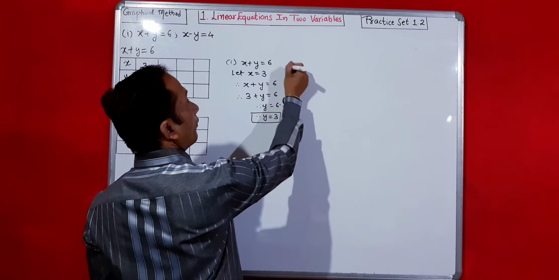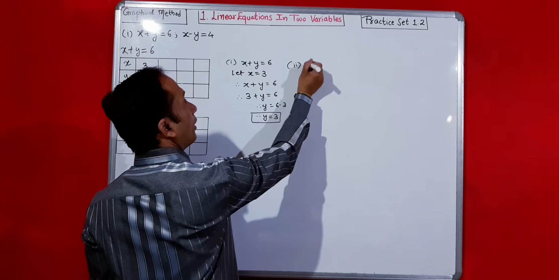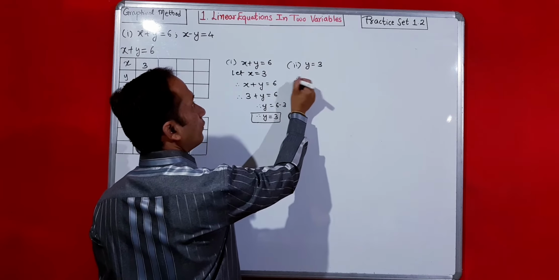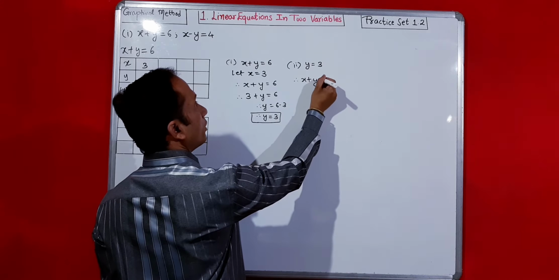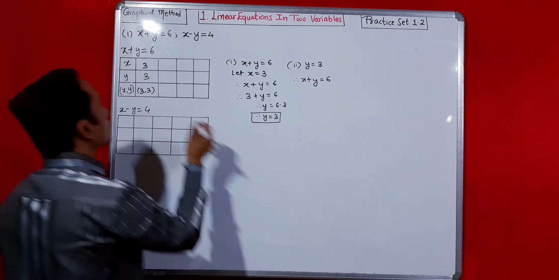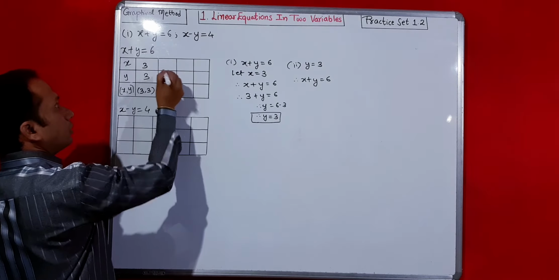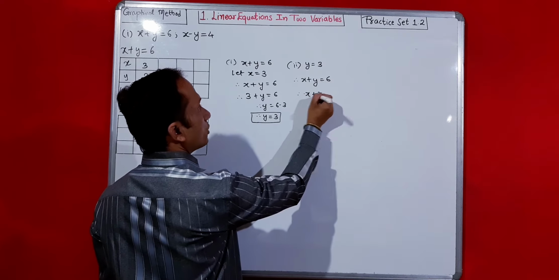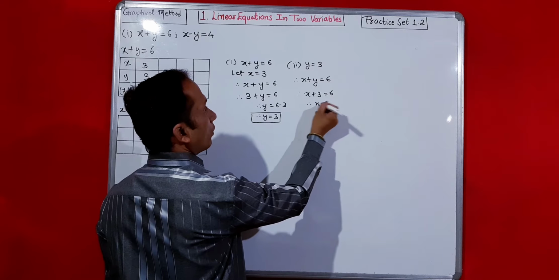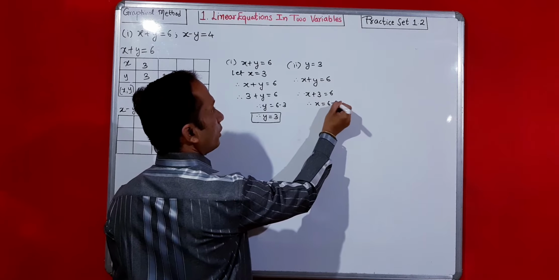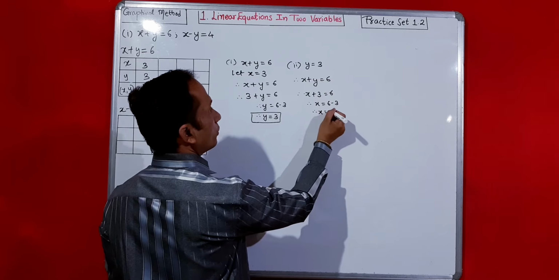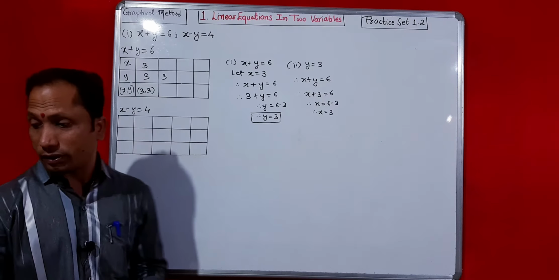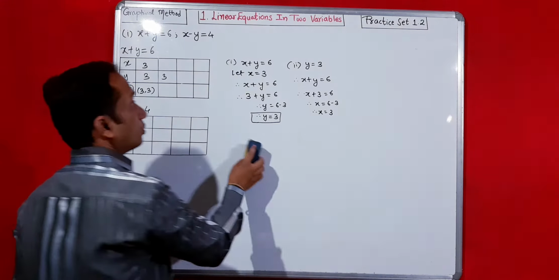You can consider any value, I am considering a different value. Let y is equal to 3. Therefore x plus y is equal to 6, so with y is equal to 3, x plus 3 is equal to 6. Therefore x is equal to 6 minus 3, therefore x is equal to 3. Well, both are the same, so we'll not consider this value, we'll consider a different value.